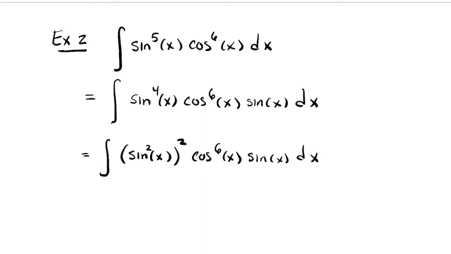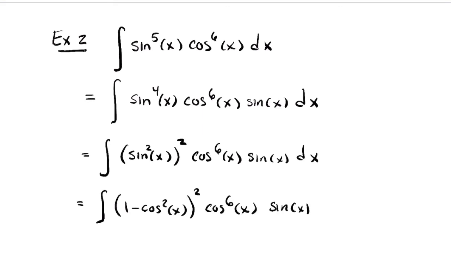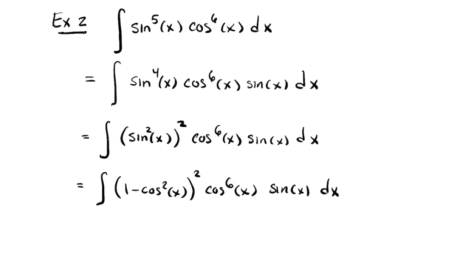Yeah. Why would I do that? Well, because sine squared is 1 minus cosine squared. So I've got 1 minus cosine squared, quantity squared, times cosine to the 6th times the sine of x dx. All right. And now you can probably guess what I'm going to do.